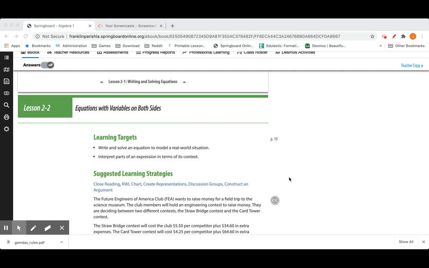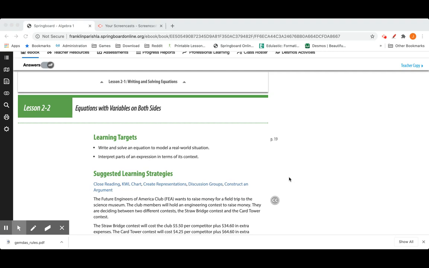So if you have like 3 variable terms on the right side of the equal sign and just 1 variable term on the left side, I think it's probably easier just to move that 1 instead of trying to move the 3 on the right. We'll show examples in just a minute.